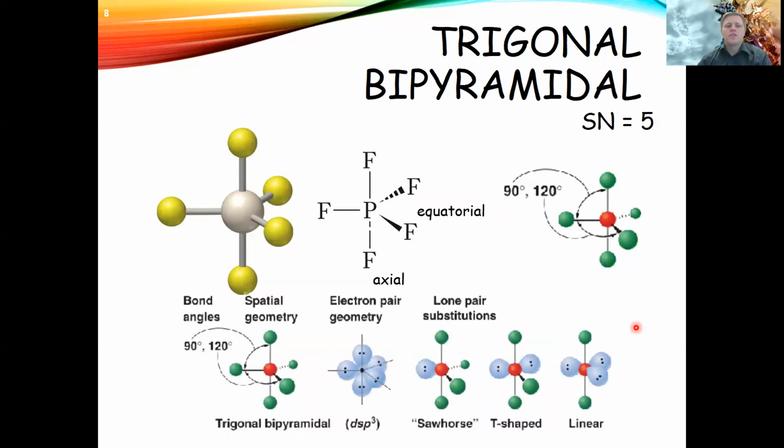So now if we look at the structures, if we start replacing atoms with lone pairs, if we replace one, we get this geometry where we still have our axial atoms, and then we have two equatorial atoms. And this geometry, we actually call sawhorse.